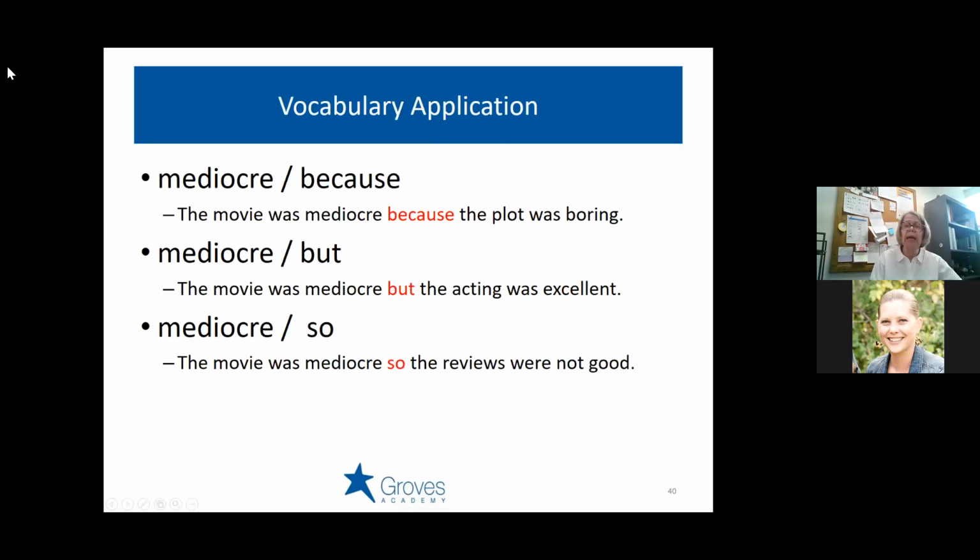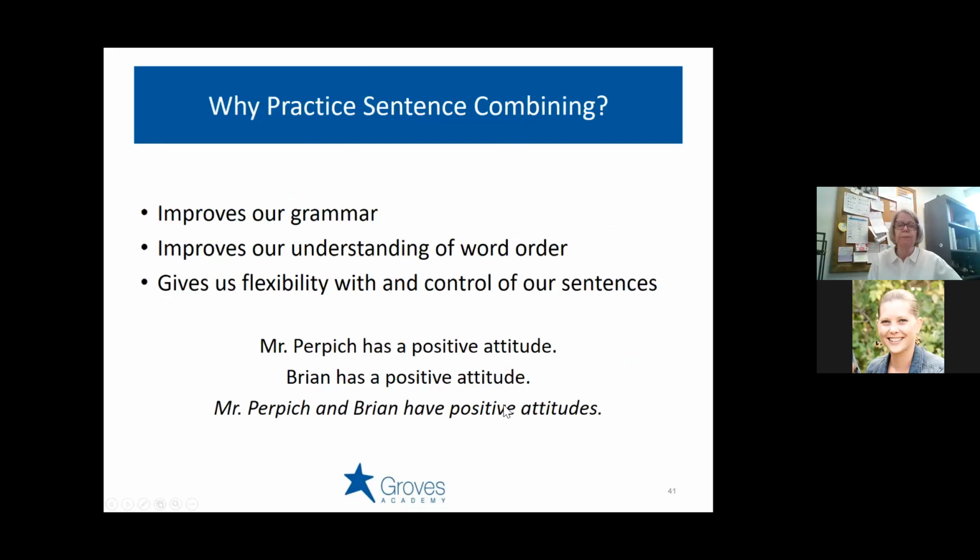So as students get further along, they can use the vocabulary word along with because, but, and so, and that is a BOGO if there ever was one. Using the vocabulary and critical thinking all at the same time.